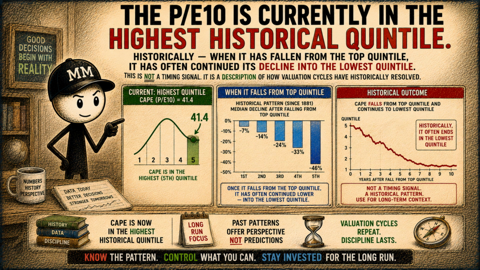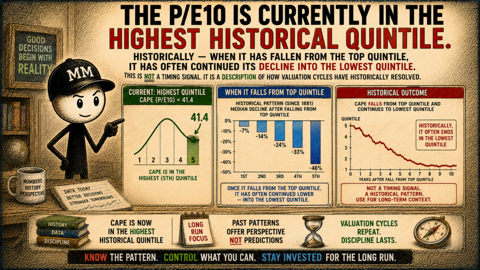The long-run forward return data. The PE10 is currently in the highest quintile, suggesting a highly overvalued market. Historically, when the PE10 has fallen from the top quintile, it has often continued its decline into the lowest quintile.